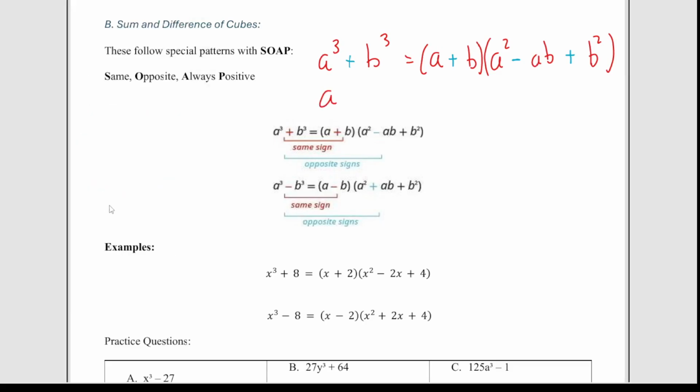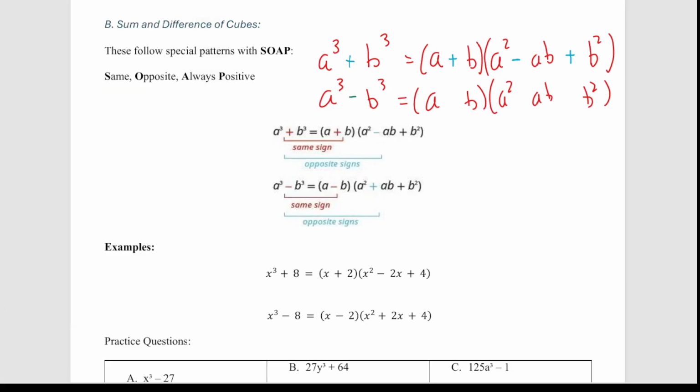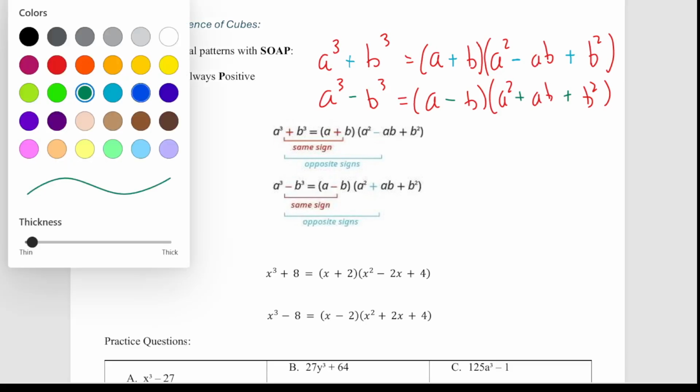Sort of similarly, I'm going to show this with the negative version. We always have A B, A squared, AB, B squared. It always follows SOAP, so it's going to be same sign, opposite sign, always positive in terms of those orders. Now, in order to recognize what's A and B, it might be worth actually explicitly noting.